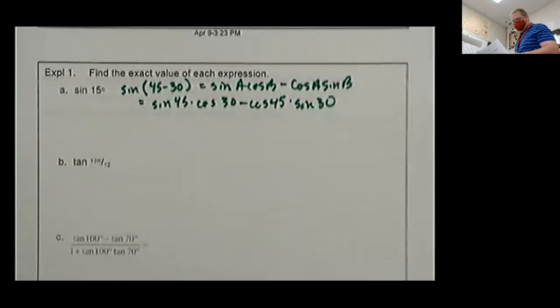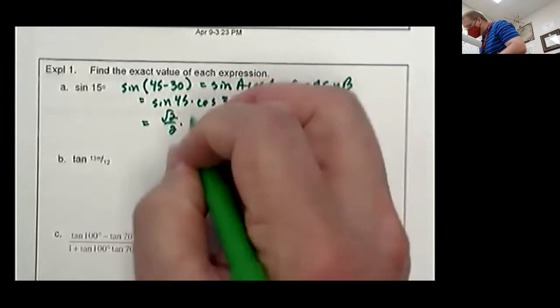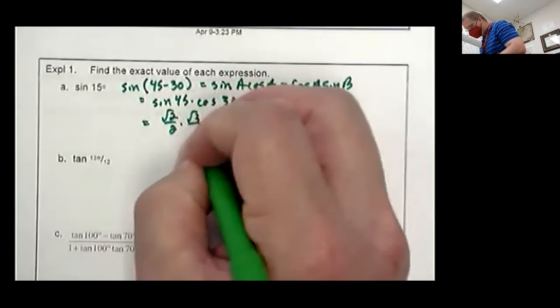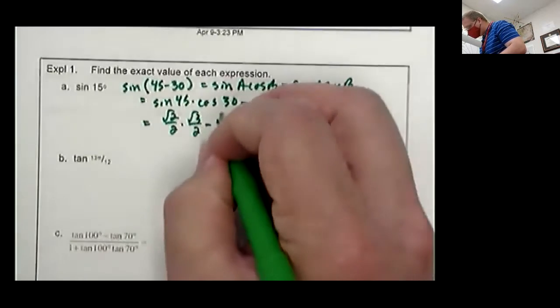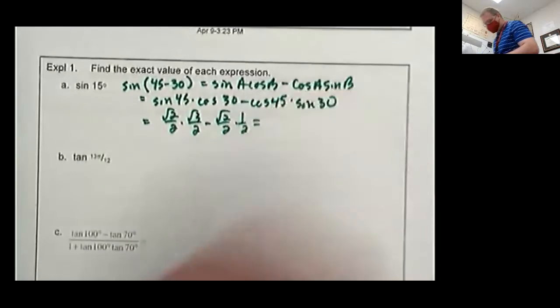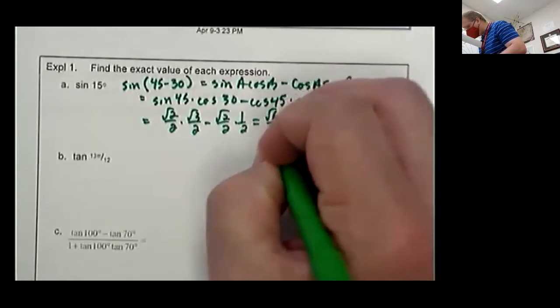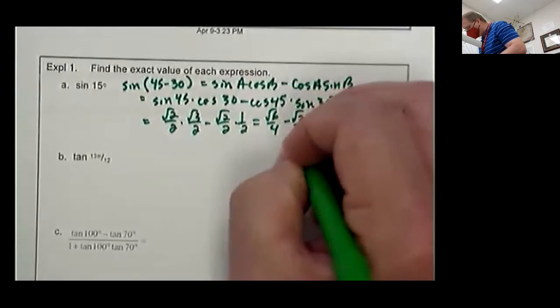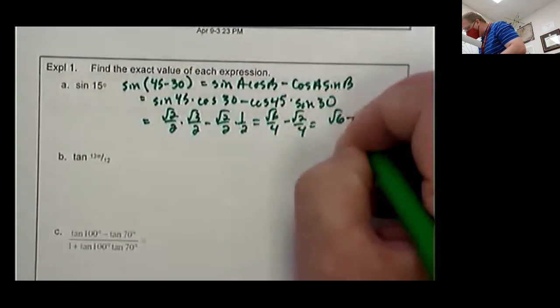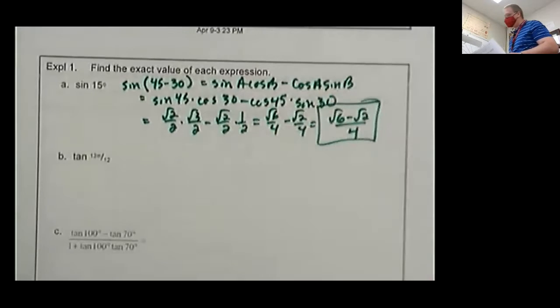Now we're back to our trig vitamins. And so sine of 45 we know is root 2 over 2. Cosine of 30 is root 3 over 2. Minus cosine of 45 is root 2 over 2. Sine of 30 is 1/2. That's going to give us root 6 over 4 minus root 2 over 4, which is root 6 minus root 2 all over 4. So there is the exact value for the sine of 15.